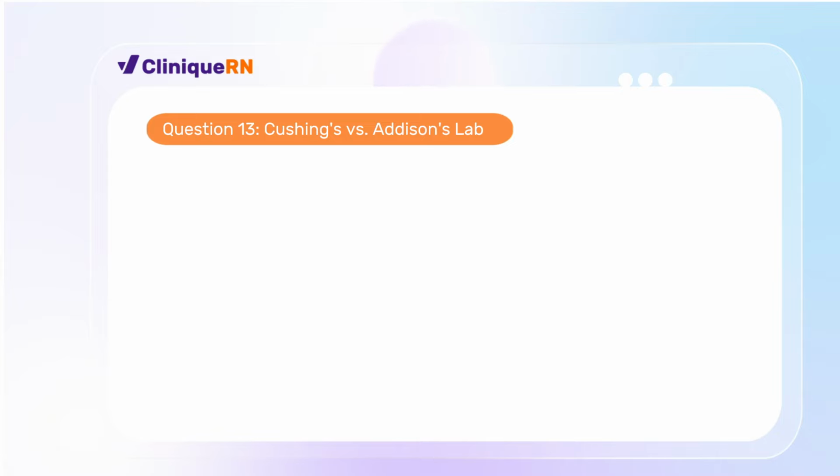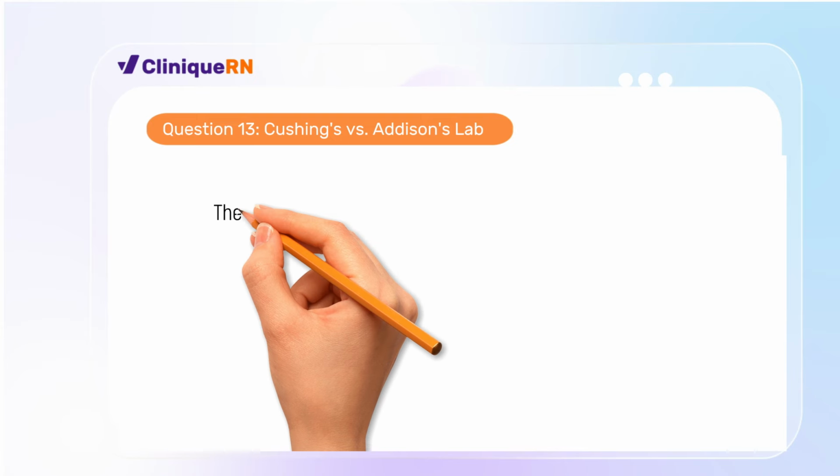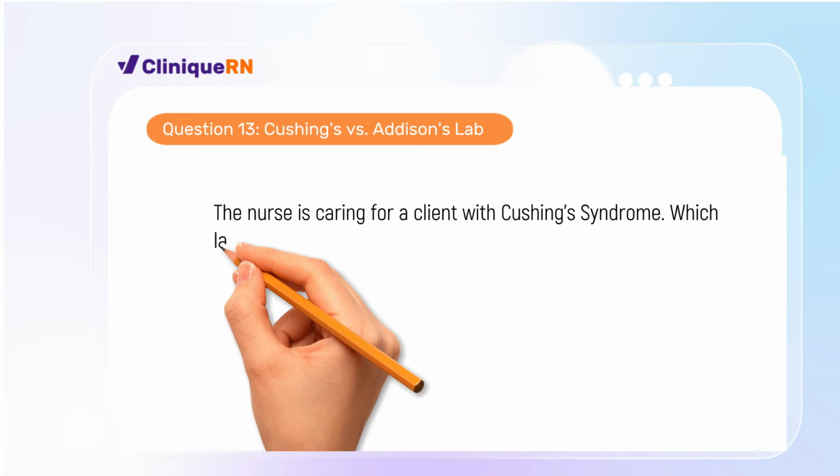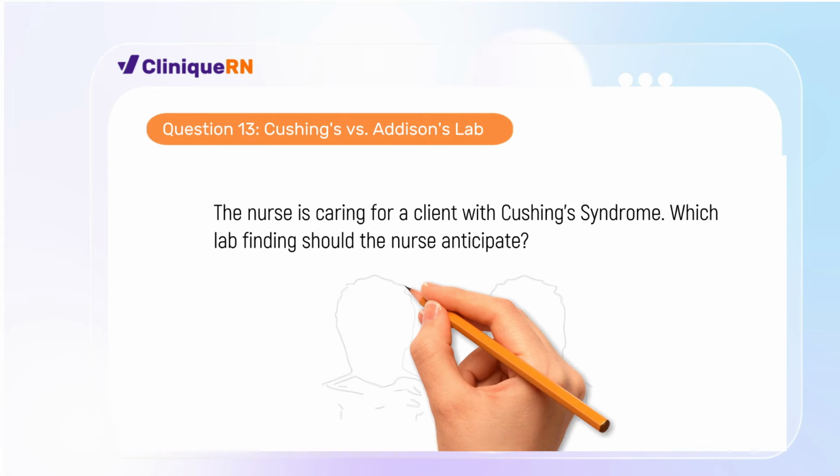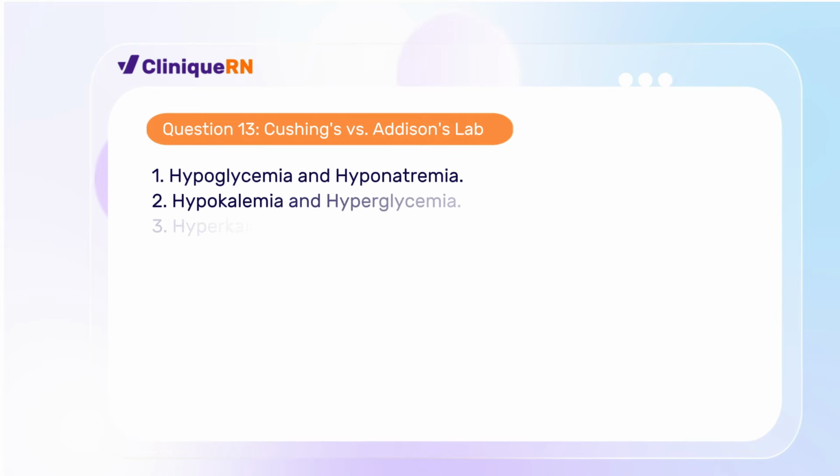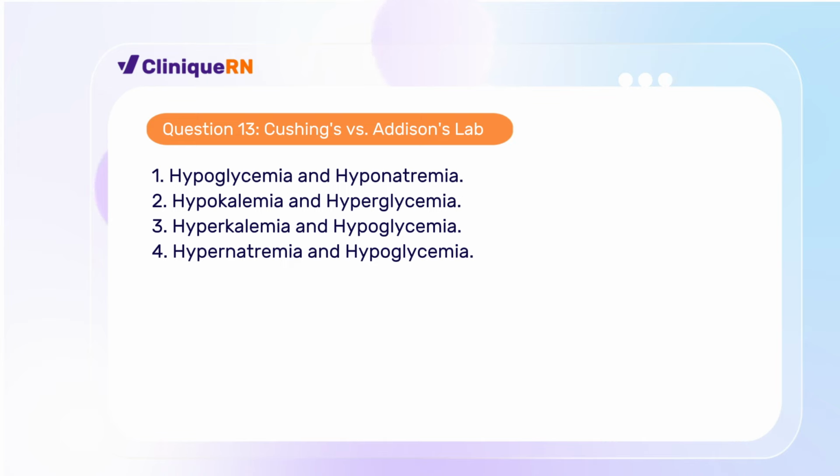Question 13. Cushing's versus Addison's lab. The nurse is caring for a client with Cushing's syndrome. Which lab finding should the nurse anticipate? 1. Hypoglycemia and hyponatremia. 2. Hypokalemia and hyperglycemia. 3. Hyperkalemia and hypoglycemia. 4. Hypernatremia and hypoglycemia.